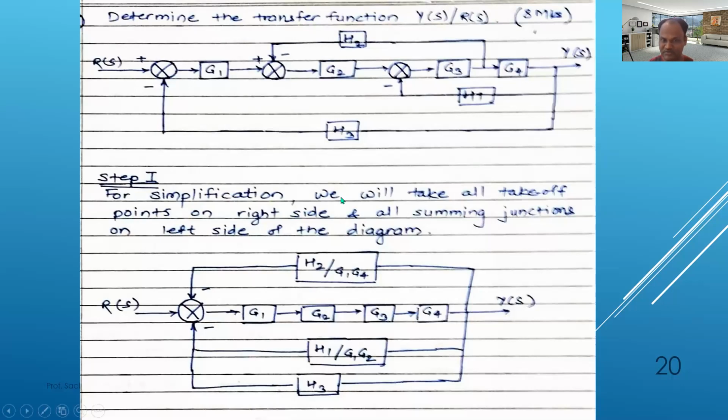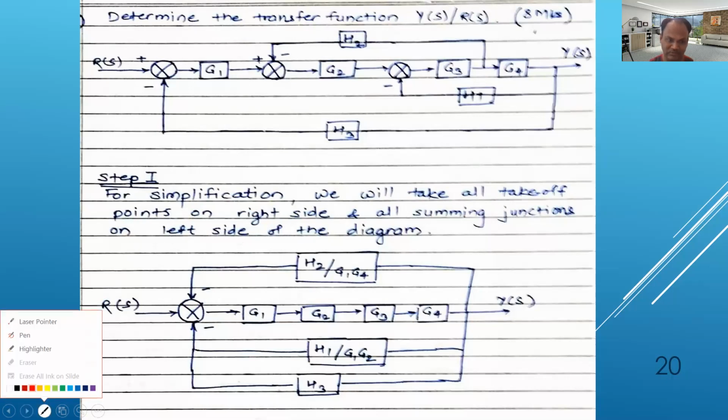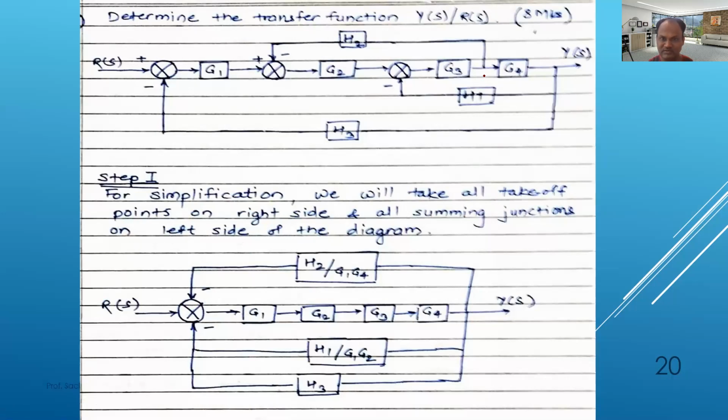For simplification, we will take all takeoff points to the right side. This is one takeoff point. I'll just mark the takeoff points, then you'll get to know. So this is one takeoff point, and this is the second takeoff point. The second takeoff point is at the end, so there is no problem at all. We have to convert this takeoff point to this side.